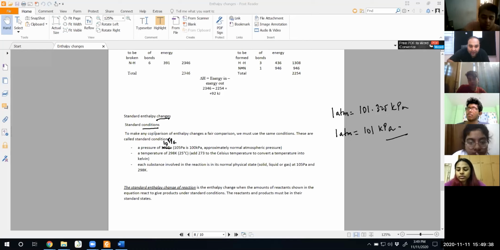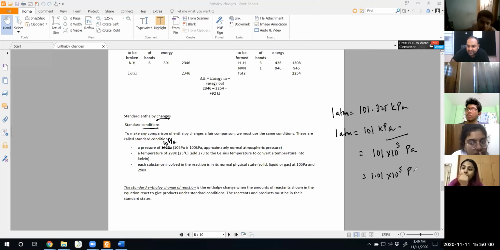So how do we know it's 10 to the power 5 pascals? If you take it as pascals, so it's 101 into 10 to the power 3 pascals. And if you move it 2 decimal places, then it's going to be 101 into 10 to the power 5 pascals. So 1 atm is equal to 1.01 into 10 to the power 5 pascals. You can write this conversion if you want.